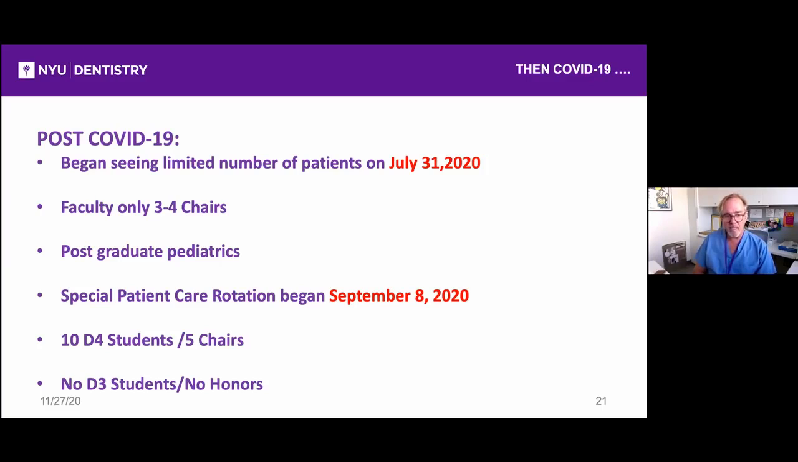We had post-grad pediatrics students helping to treat some of the pediatric patients as well. But we only had postdoc students here initially. We didn't have undergrads until September. Now we have 10 fourth-year dental students who pair up and occupy 5 chairs out of our 9. We have no D3 students, third-year dental students, or honor students as of yet.